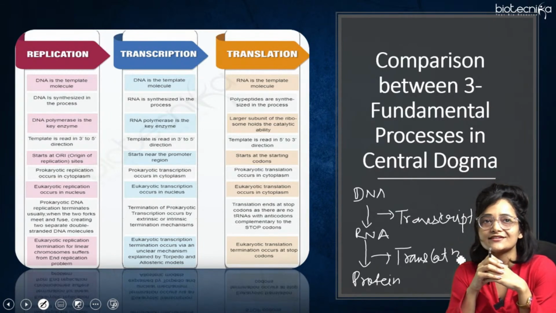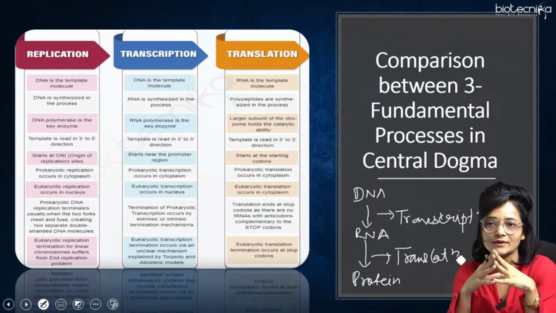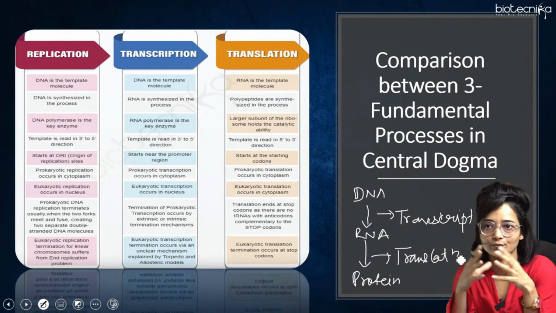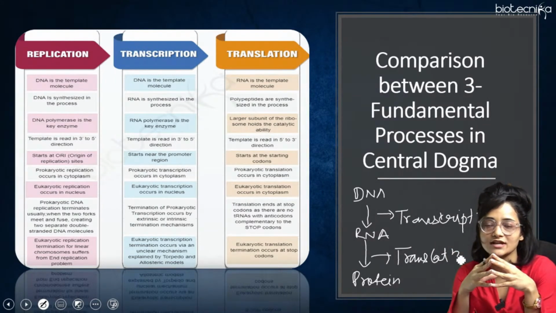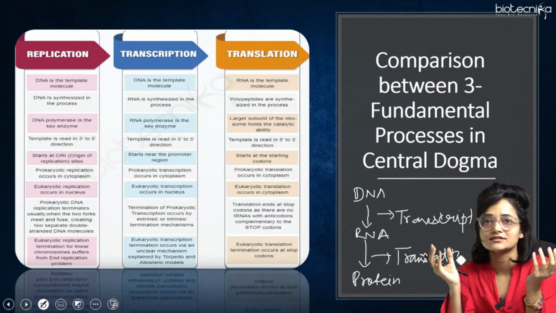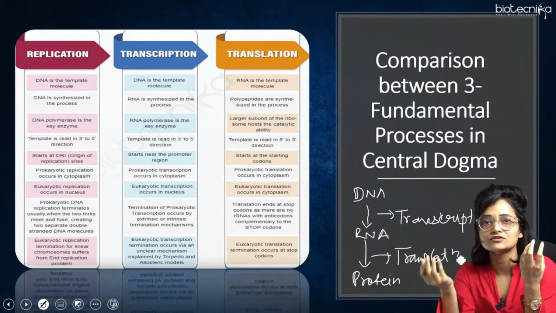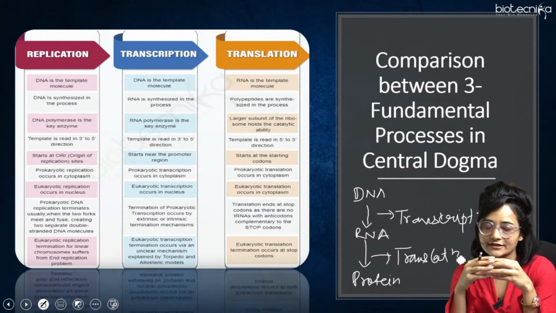So first is replication. In replication, DNA would be the template molecule. For transcription also, DNA would be the template molecule from which the mRNA would be formed. For translation, the mature RNA that is produced at last, when all the splicing, capping and other post-transcriptional modifications are done, that modified RNA would then be used as a template and translated into proteins.